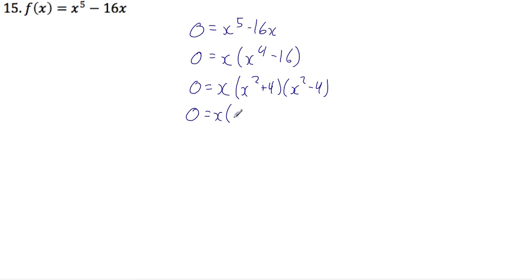x squared plus 4, we're going to leave like that. Can't factor it, but x squared minus 4 is again a difference of 2 squares. So we get x plus 2, x minus 2. And we set these equal to 0, so we get x equals 0, and x squared plus 4 equals 0. There we go. All right, we're back in this.